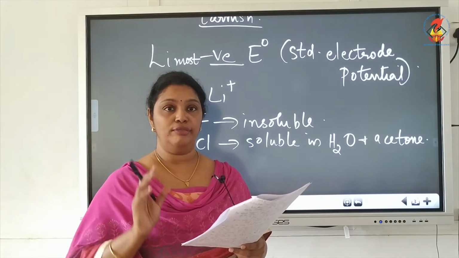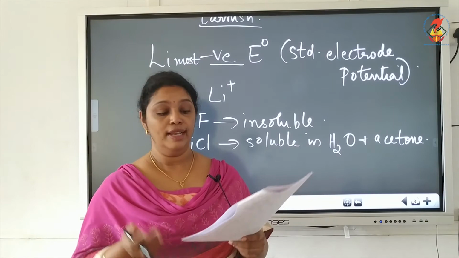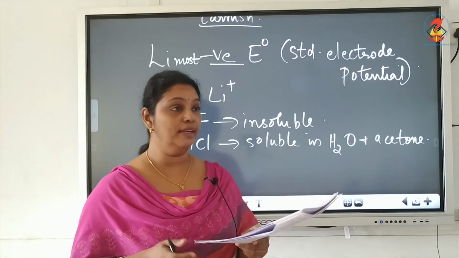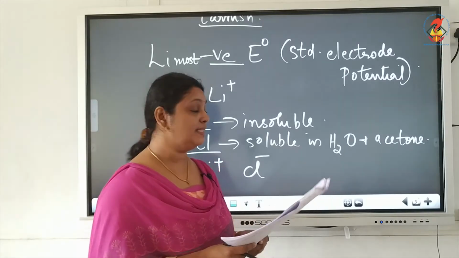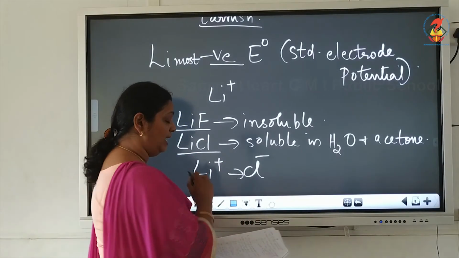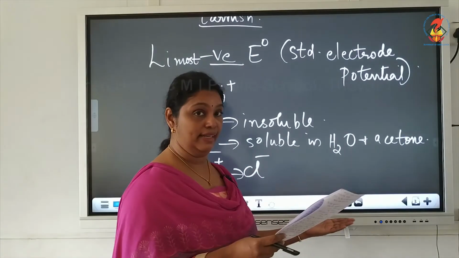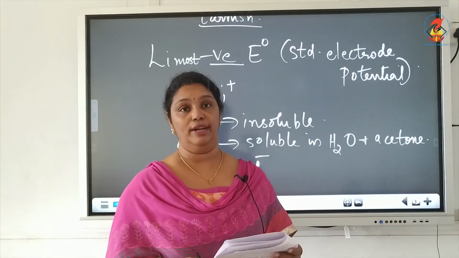According to Fajan's rule, the smaller the size of the cation and the larger the size of the anion, the higher the polarization and the more covalent is the compound. So here, when you take lithium fluoride and lithium chloride, the lithium ion is smaller in size and the Cl minus ion is larger in size than F minus. So, Li plus can easily polarize Cl minus ion than F minus, and therefore lithium chloride is more covalent and hence more soluble in water and acetone than lithium fluoride.